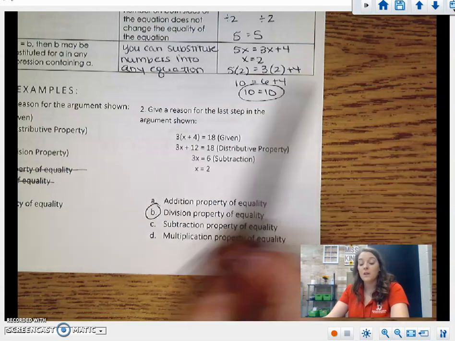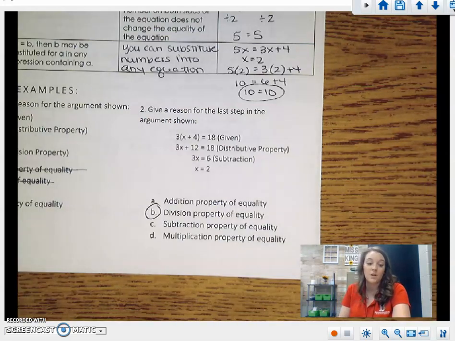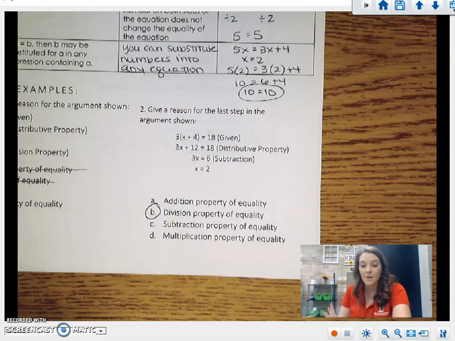In the next video, we will practice using these properties of equality to solve one-step, two-step, and multi-step equations.